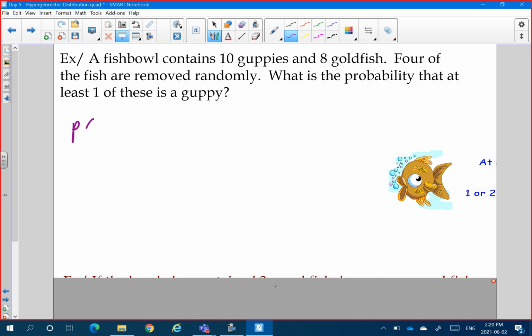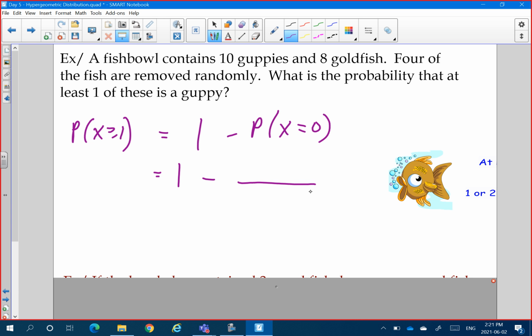Now again, there's that at least one, right? So greater than or equal to 1 is a guppy. And again, you guys know me, I like doing it this opposite, indirect way. So I'm going to go with 1 minus, which is total, minus the probability of none, right? No guppies, which we kind of did the same thing in the last one. So then using these numbers, the 10, the 8, the 4, we need to figure out how we're going to find the probability of getting 0 guppies.